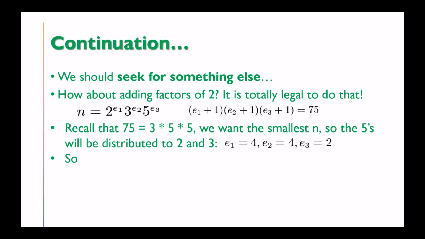So we need to put e1 plus 1 equals 5, e2 plus 1 equals 5, and e3 plus 1 equals 3. And we get e1 equals 4, e2 equals 4, and e3 equals 2. So now we're basically done. So n equals 2 exponent 4 times 3 exponent 4 times 5 exponent 2. And we're sure that the number of factors would be 75 by the number of factors formula. So now we're actually almost done.